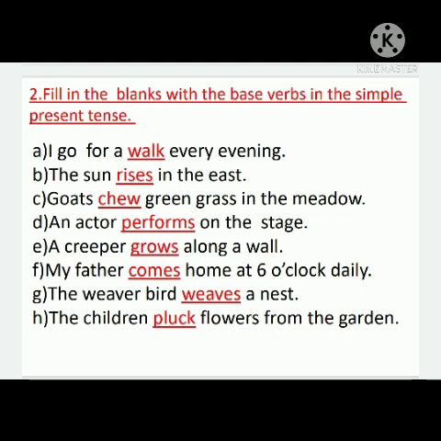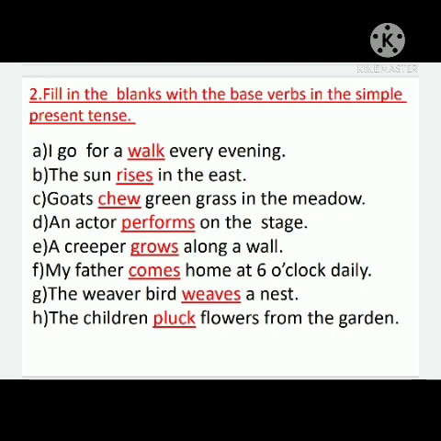F. My father comes home at 6 o'clock daily. This is a regular routine, simple present tense. My father, a singular noun is there. So I add only s to the verb. Comes. Comes home at 6 o'clock daily.